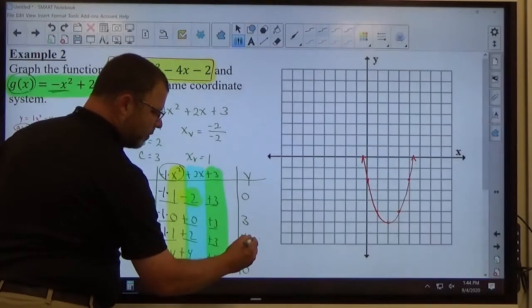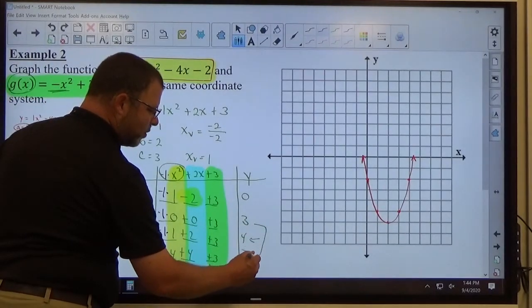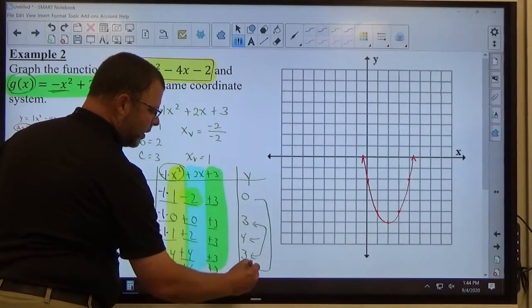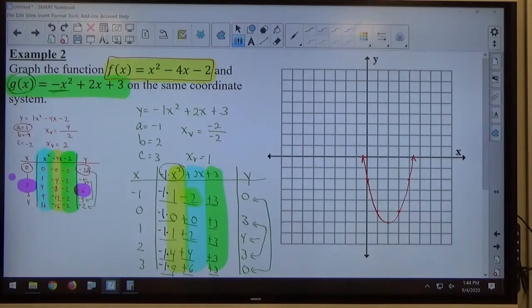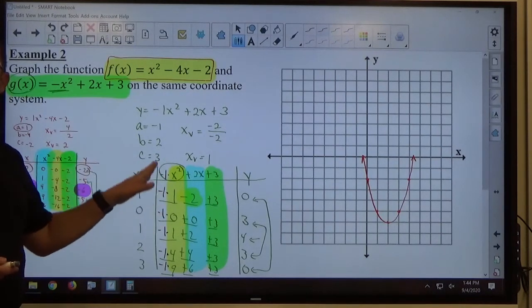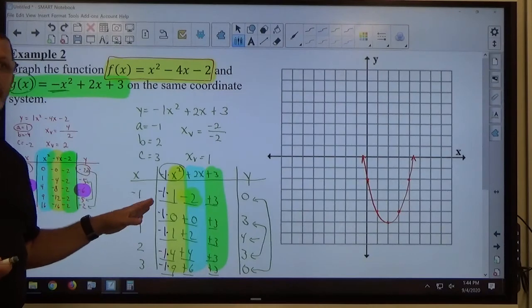Notice, once again, here's my vertex. Here's my symmetry. Here's my symmetry. Again, I'm noticing symmetry. I should expect symmetry when I've got all integers for x. If you don't get symmetry, you evaluated something wrong. If there's a minus involved, it's probably this whole minus issue that I was talking about.